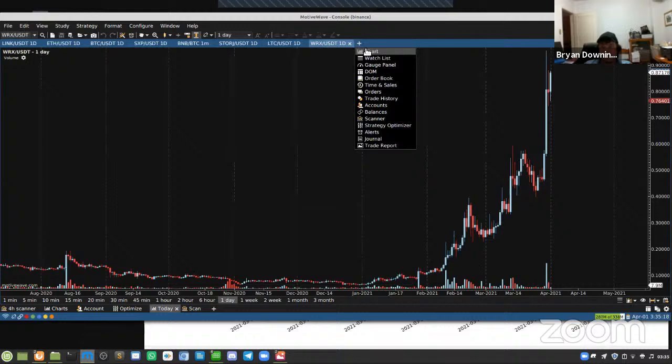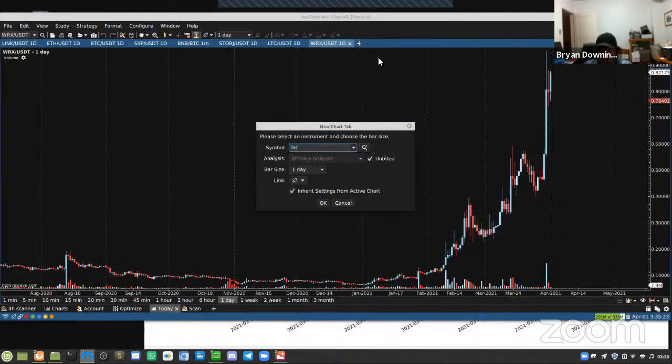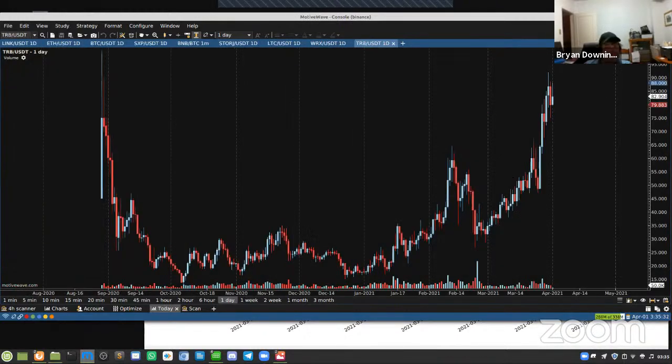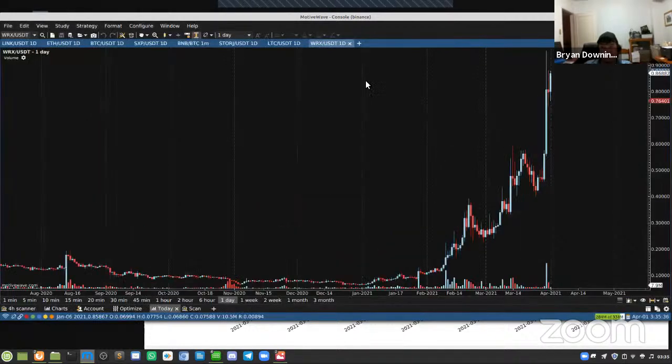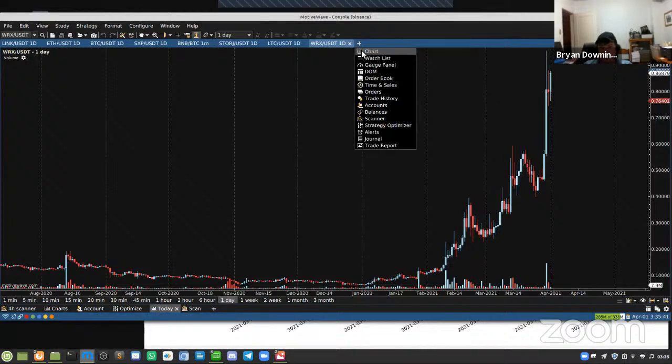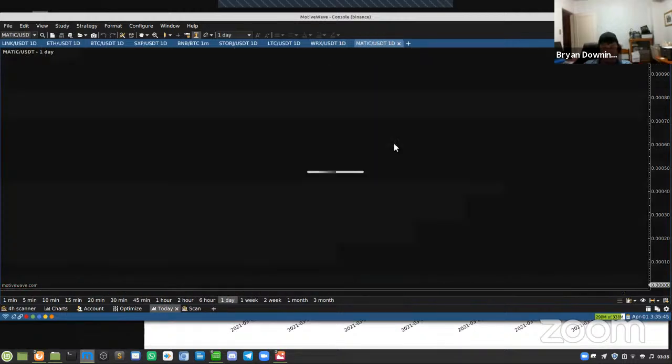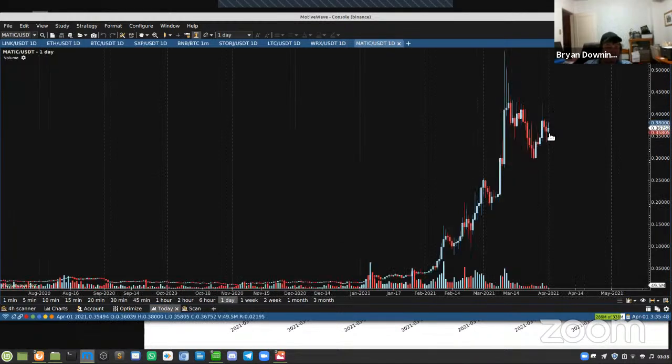TRB. I think this was moving quite a bit as well. So again, it's 100% at one position. TRB, USDT, down. So that's a little bit of luck there. Matic, same thing. So 1 position, 100% ratio. We are looking at, thank you for the like, slightly down yesterday.